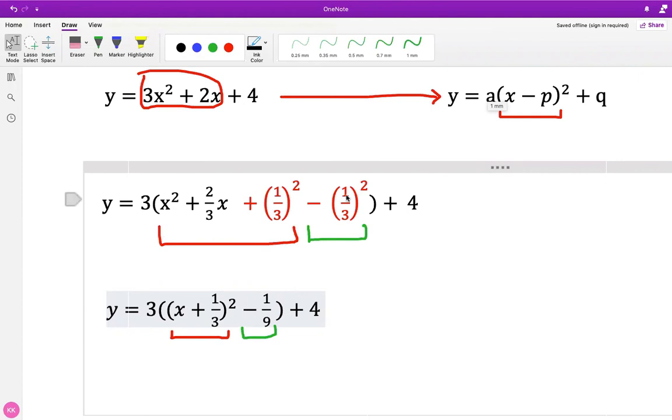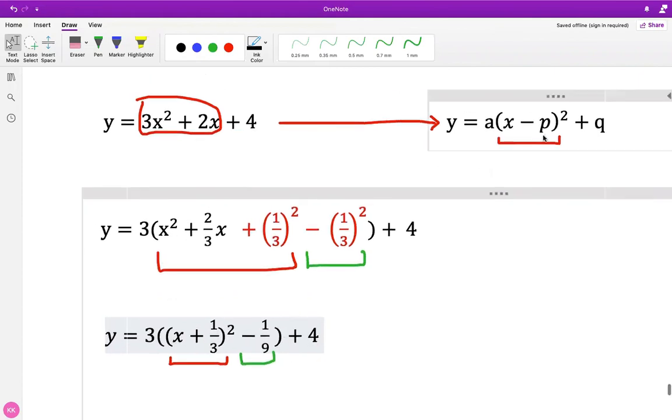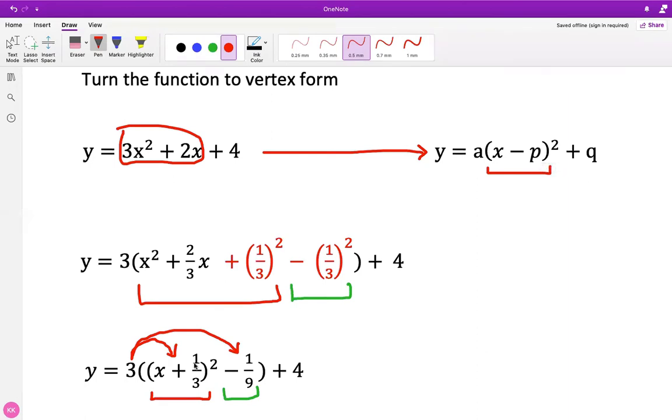And I'm going to subtract 1 over 3 squared, which is 1 over 9, and figure out the rest of this. I already figured out the p constant here: p equals negative 1 over 3. Because the bracket inside is positive, the p value must be negative. For the q value, I just need to take the 4 and subtract 1 over 9. But be careful, the 1 over 9 is not outside the bracket, it's inside the bracket.